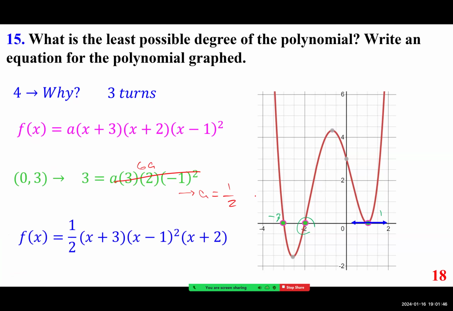And therefore, the final answer is the function is half of x plus 3 times x minus 1 squared times x plus 2, in any order that you write it is fine.